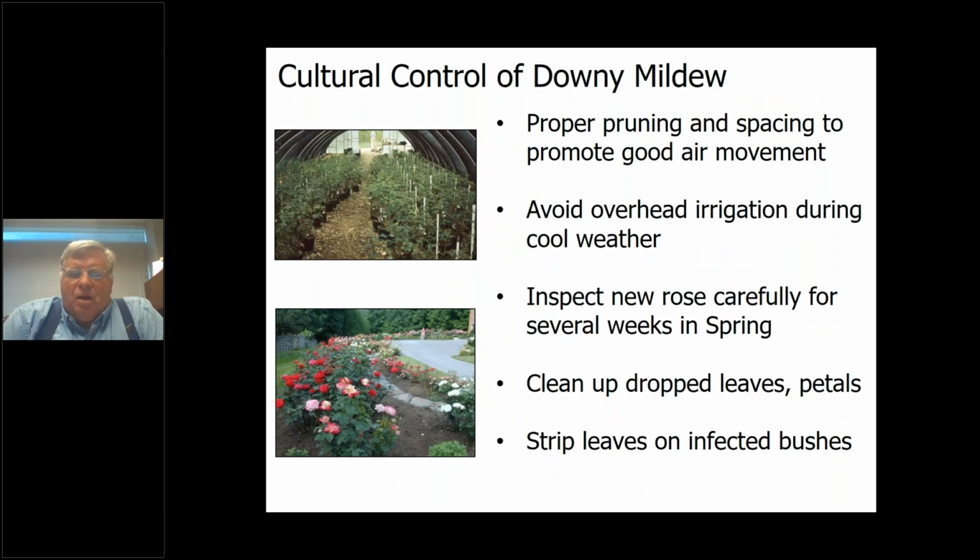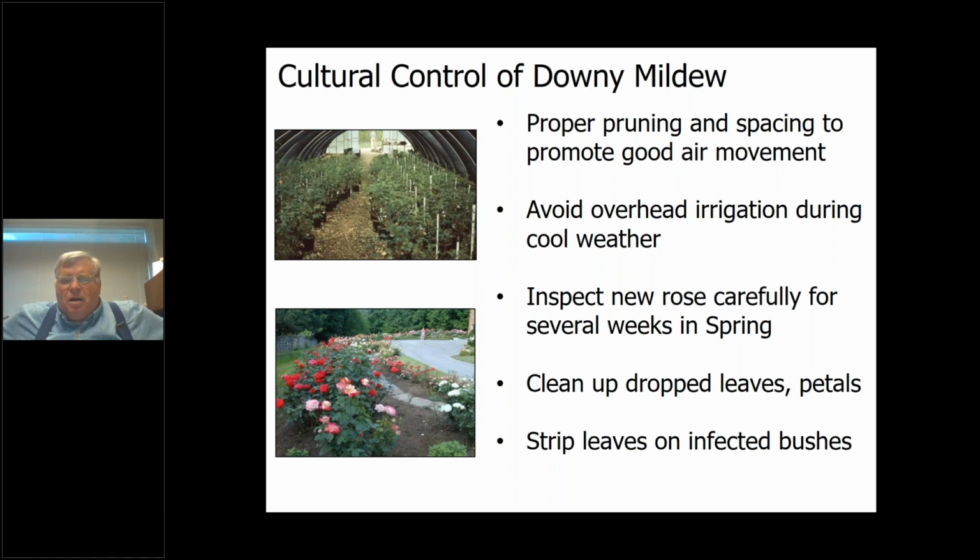So what can we do? Well, proper pruning to promote good air movement. Once again, we want to avoid overhead irrigation whenever possible in cool weather. We want to inspect our roses carefully in the spring, pick off any leaves that we see that may be symptomatic for downy mildew. We want to pick up any dropped leaves.